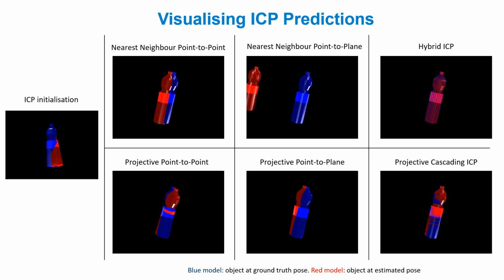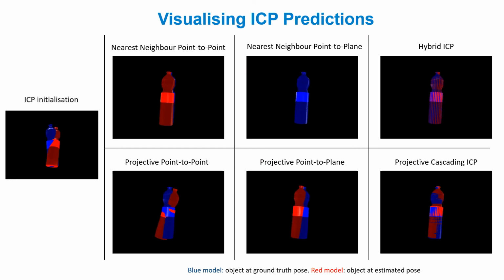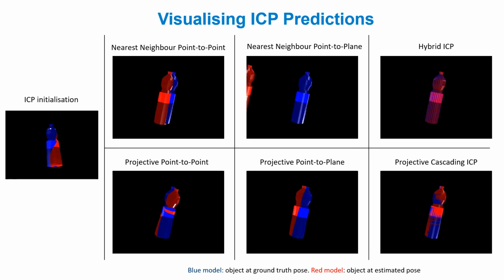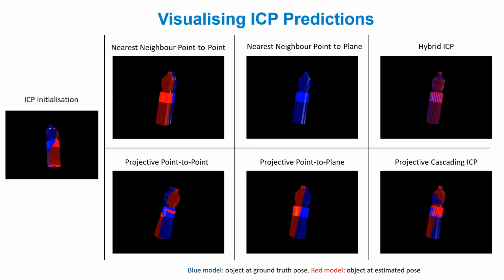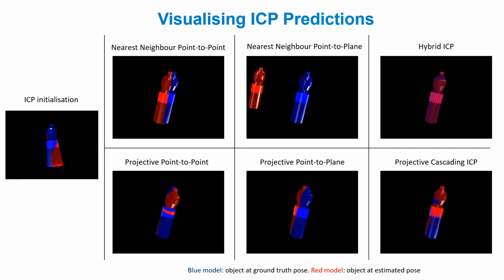The left column of the following 2 slides illustrates ICP initialization. The remaining 3 columns compare the output of hybrid ICP to that of other baselines. As shown, hybrid ICP is the most accurate.